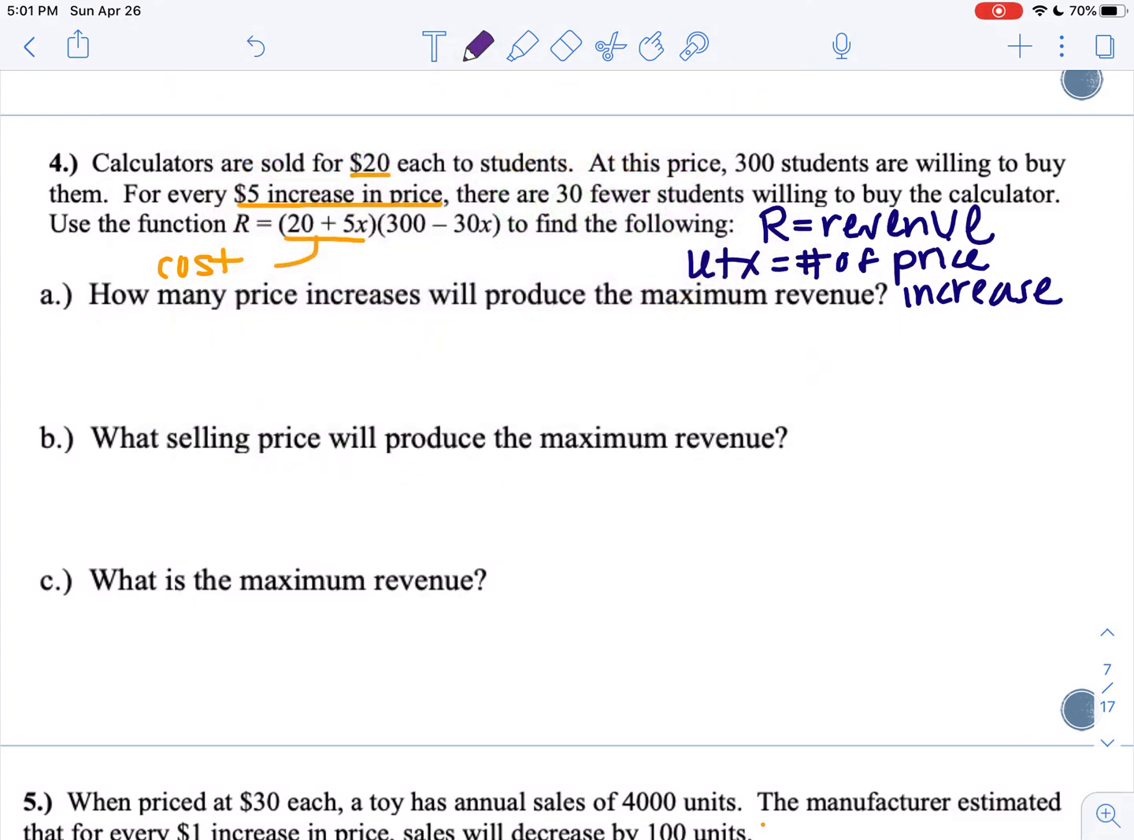All right, let's look at the second binomial here. We have 300 minus 30x. I'm actually going to change this to green. This 300 represents the 300 students that are willing to buy it at the first price of $20. But every time I increase the price, we're going to decrease the number of students that are willing to buy it. Think about that logically: if you start increasing the price of something, you have fewer people that are probably willing to buy it. So that 30 fewer students is represented by minus 30x, because for every time I increase the price, I'm going to subtract 30 students. So this binomial represents the number of students purchasing.